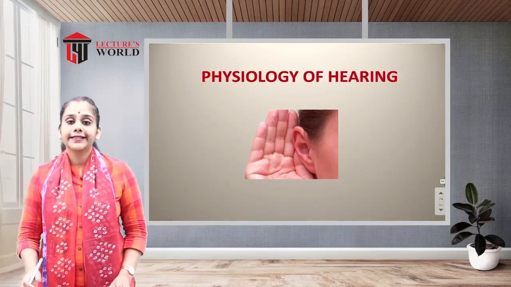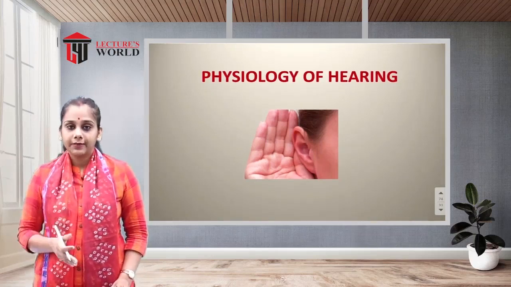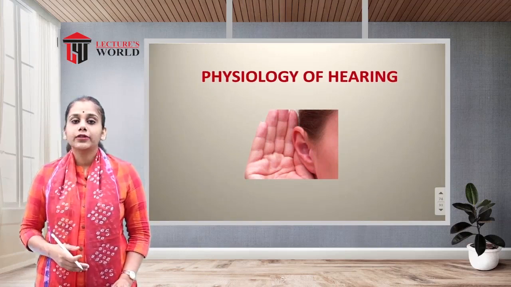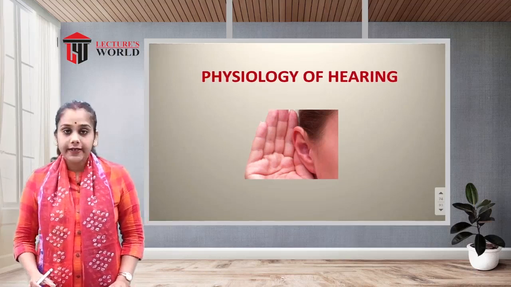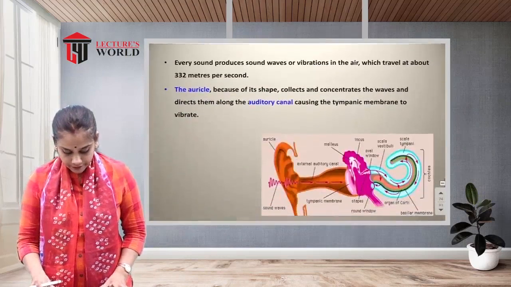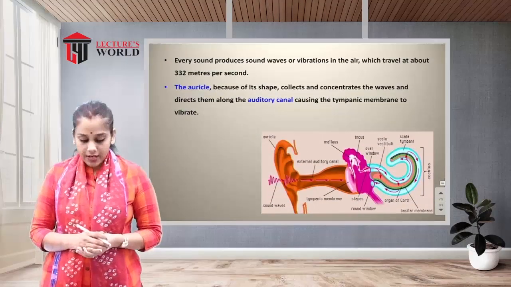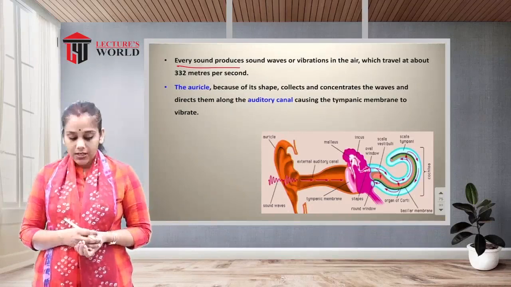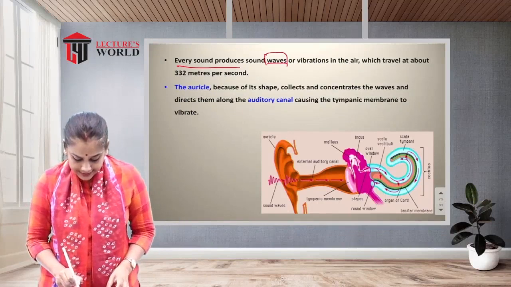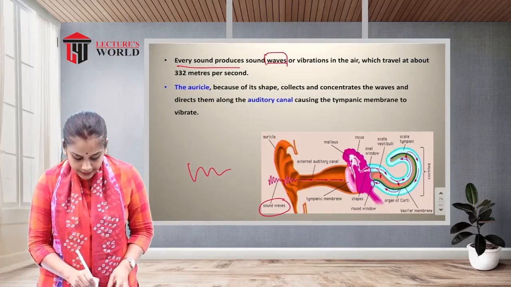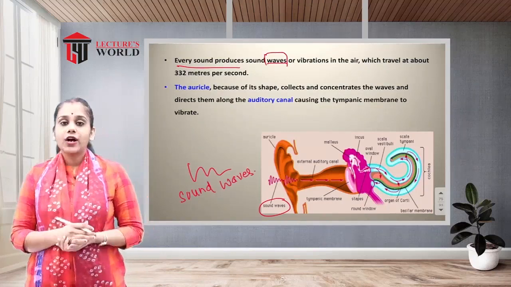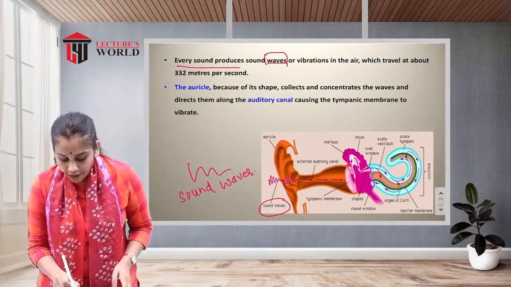Now we have seen the anatomy of the middle ear, inner ear as well as the external ear. Now let us see the physiology of hearing. What is hearing? How does hearing occur? Every sound produces sound waves, like this way. So every sound produces sound waves or vibration.